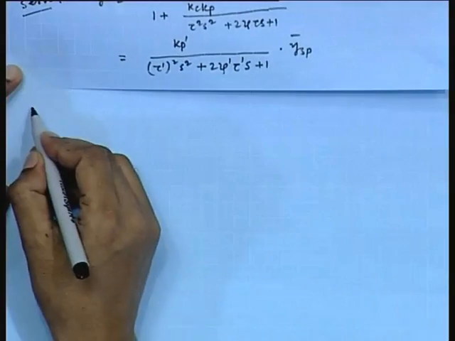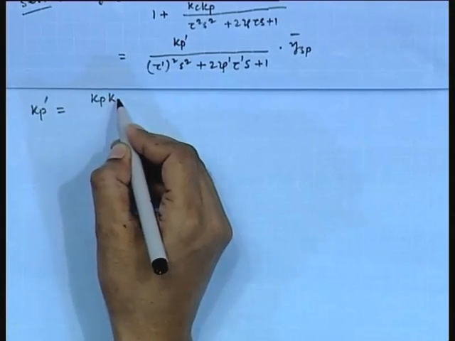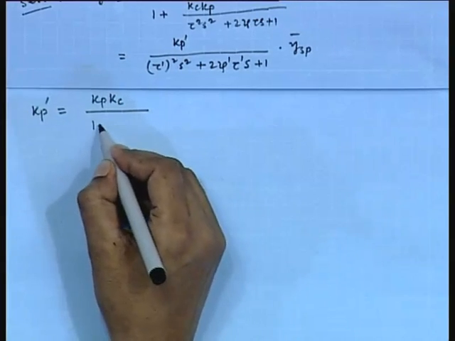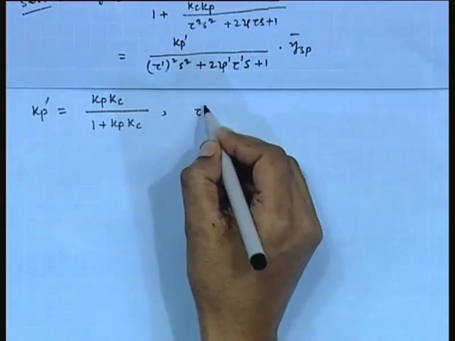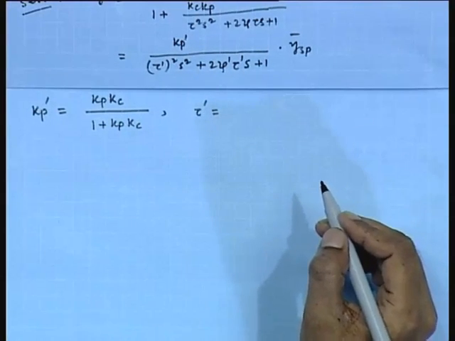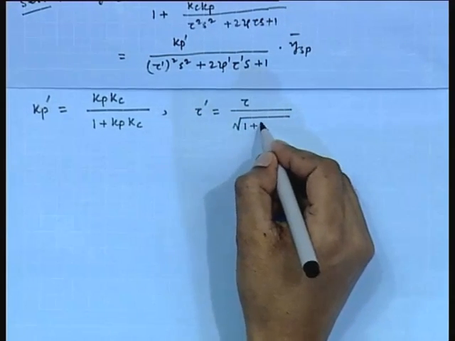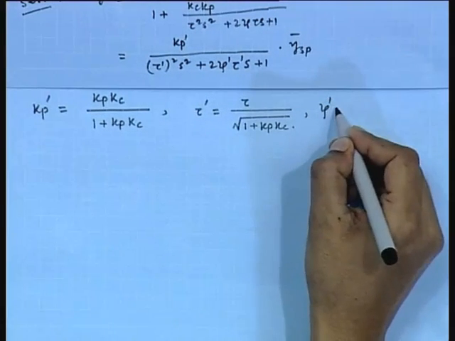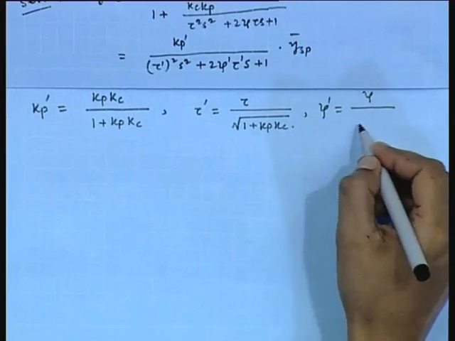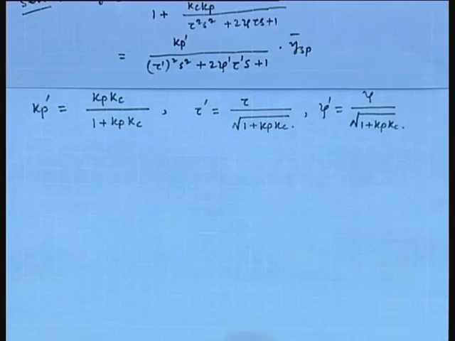Now, Kp prime has the form Kp prime equals Kp Kc divided by 1 plus Kp Kc. Similarly, tau prime has the form tau prime equals tau divided by root over of 1 plus Kp Kc, and zeta prime equals zeta divided by root over of 1 plus Kp Kc. Fine.